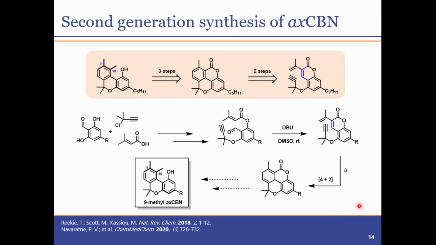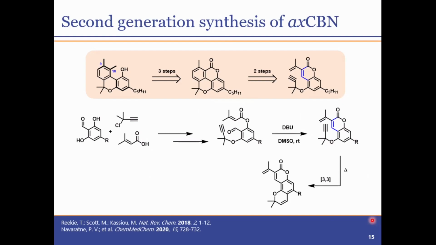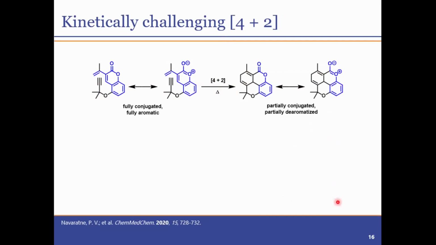But unfortunately, once we had this coumarin diene in hand, what we observed instead was not a 4+2 cycloaddition, but instead something called a 3,3 sigmatropic rearrangement. And so that's essentially where chemistry is not occurring between these regions of the molecule, but instead is occurring between this alkyne and this position on the aryl ring, forming this highly conjugated, very stable pyranocoumarin type species. This is not entirely surprising.